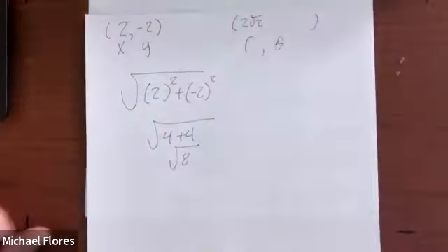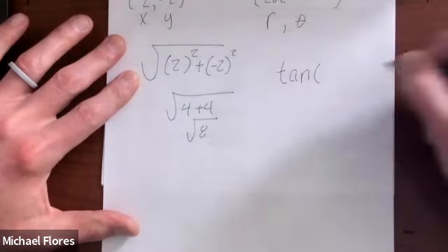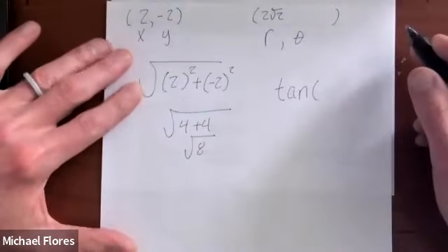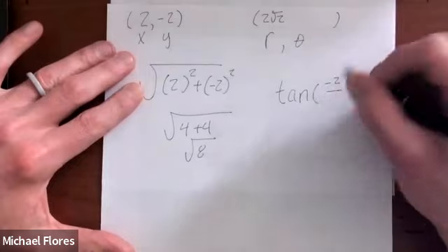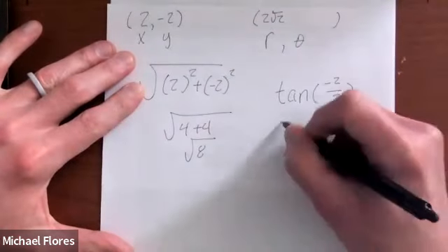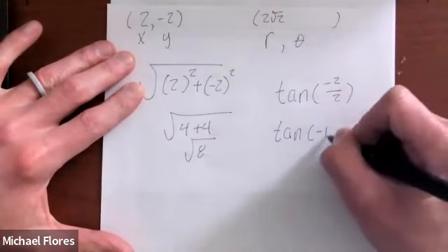Okay, now let's find tangent. So that tangent right here, here's the formula for that. Inverse tangent of y over x. Try not to let that inverse tangent throw you off. I'm just going to write tangent, and I think you'll see why in just a moment. So our y value is -2. X value is 2. So we have tangent of -1.